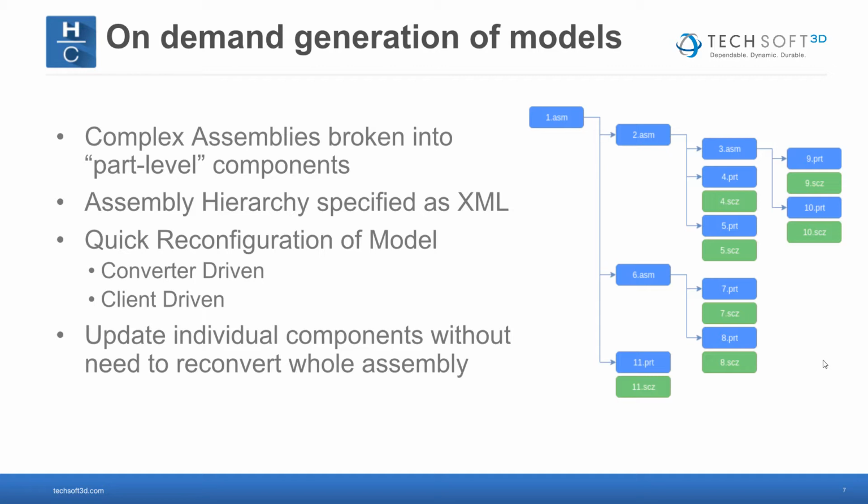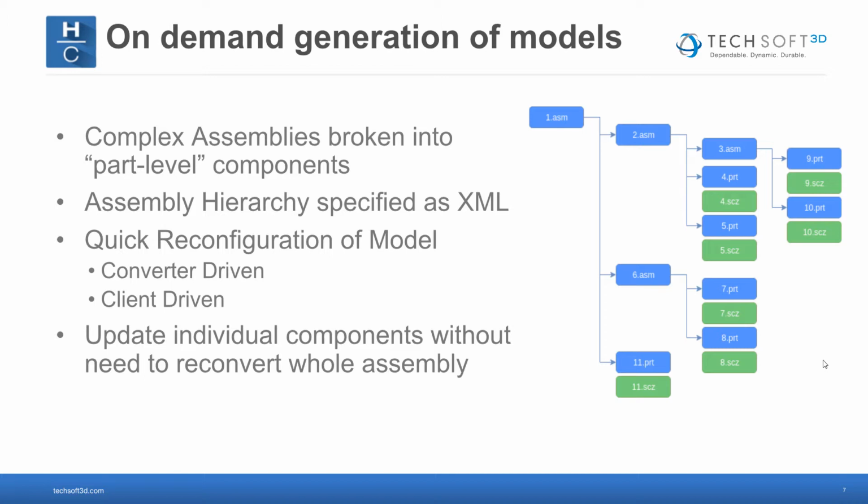Going further down the tree, we can see that the deepest nodes are the children of 3, which are 9.prt and 10.prt, which in turn have corresponding SCZ files. The thing to take away here is that all the leaf nodes of the tree will be part files that have corresponding SCZs. And when we create this XML file, we need to make sure that every part file has an external reference to an SCZ file. Now, how does this allow for quick reconfiguration of the model?